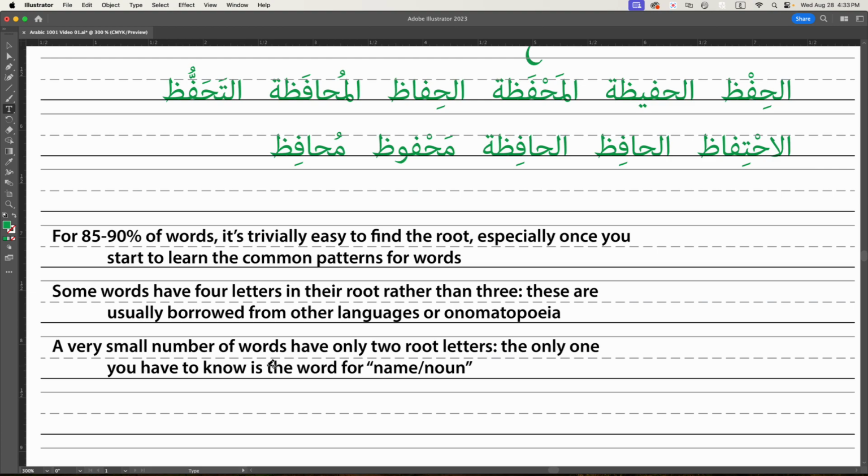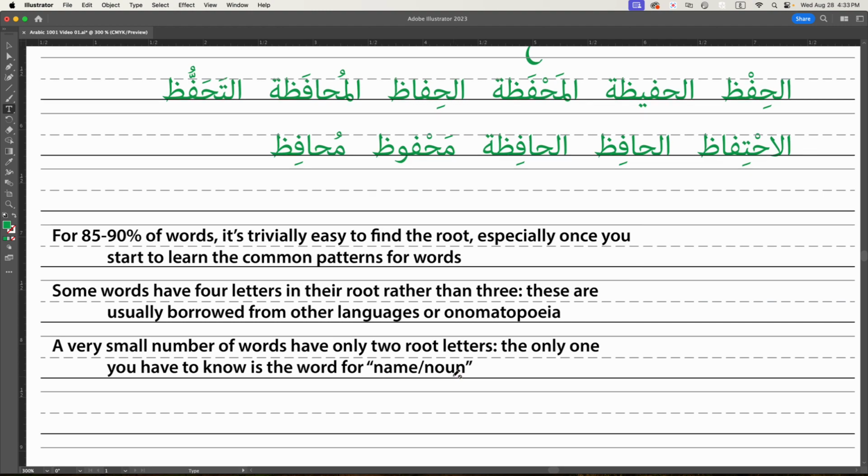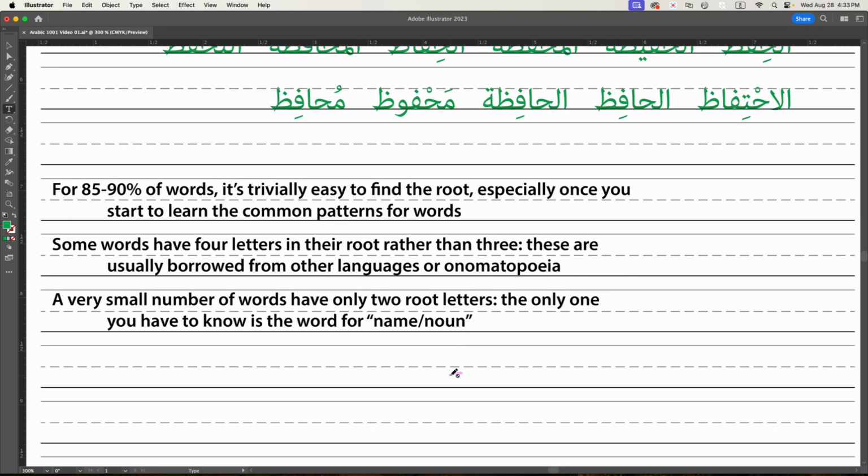A very small number of words have only 2 root letters, and the only one you need to know is the word for name or noun, which is ism, and its root is just seen, meem. It's only got 2 letters because it's a very old word. And again, both of these here are just here for completeness purposes. You, as a first semester student, don't have to worry about that at all.